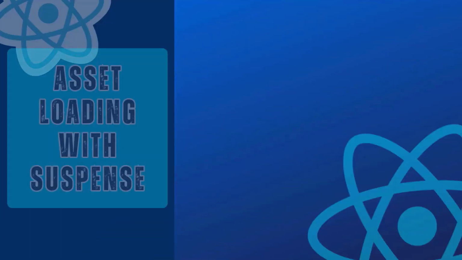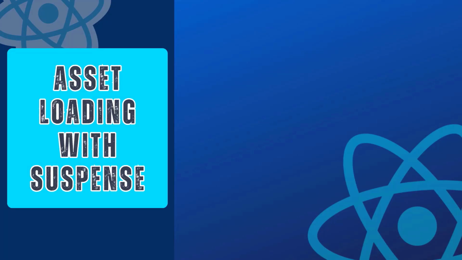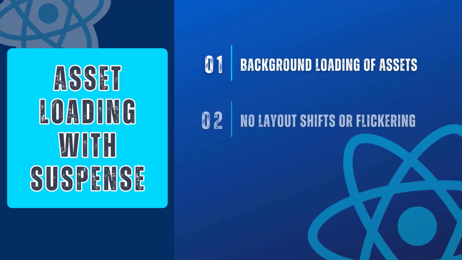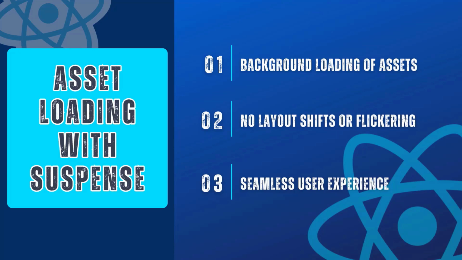React 19 also brings asset loading integrated with Suspense. With Suspense, assets like style sheets, fonts, and images are loaded in the background. This ensures that the page is displayed only when all necessary resources are ready. By loading assets in the background, Suspense prevents layout shifts and flickering, providing a smoother visual experience. This integration ensures that users do not see partially loaded pages or unstyled content, enhancing the overall user experience.